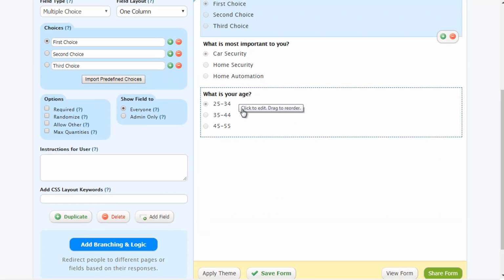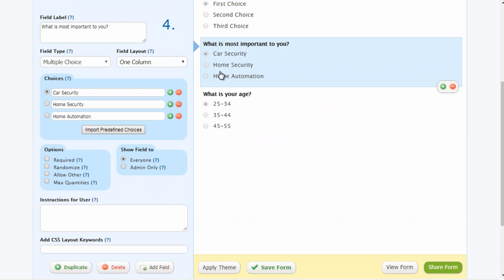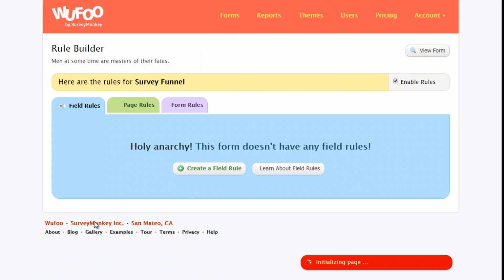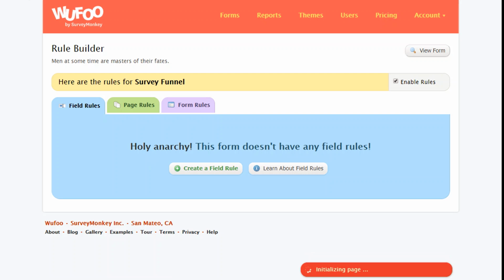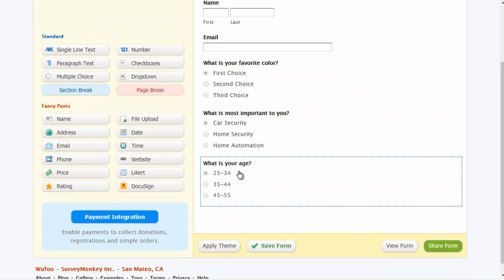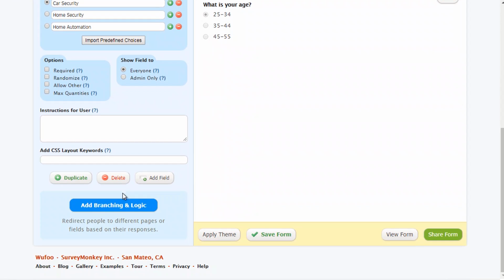Now, here's where it gets interesting. Based on what they enter here, we could actually bring them to a different location. So if we select the field and we scroll down, we click on Add Branch and Logic. So it says you can redirect people. So let's go back over here. Just select this here, scroll, it says redirect people to different pages or fields based on their responses. And that's what you want, right?